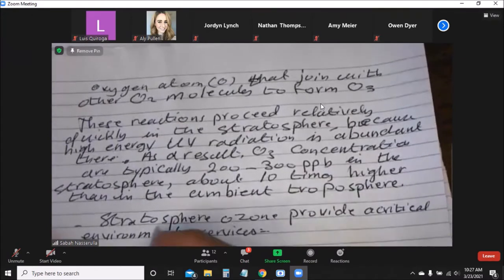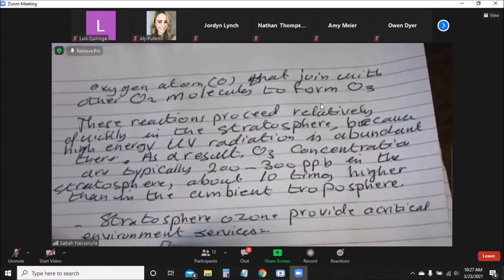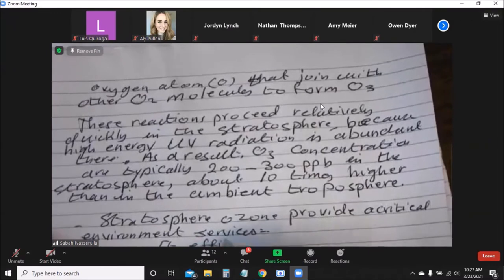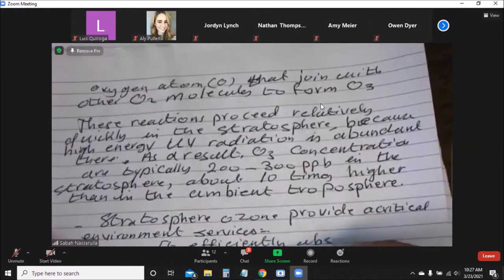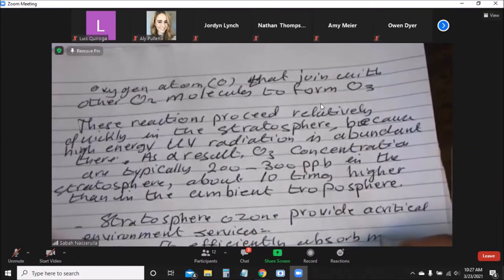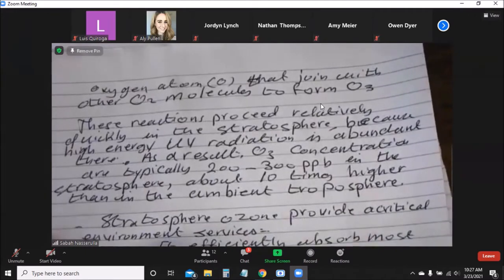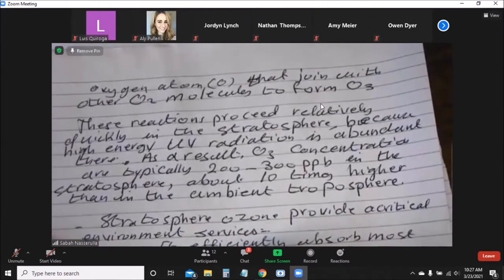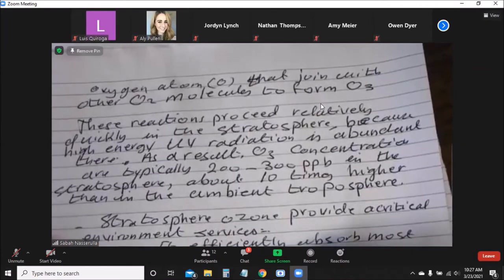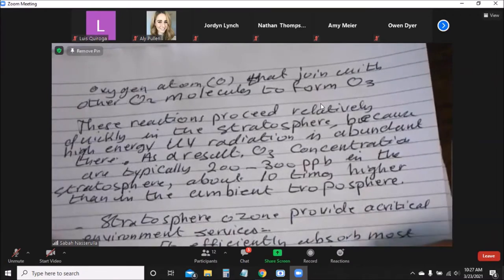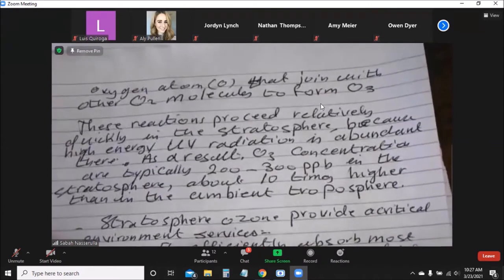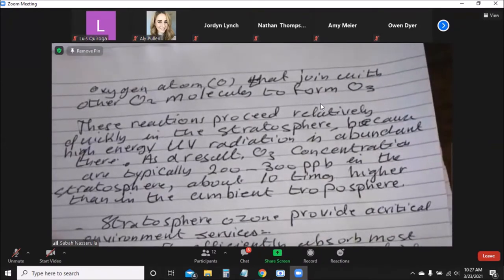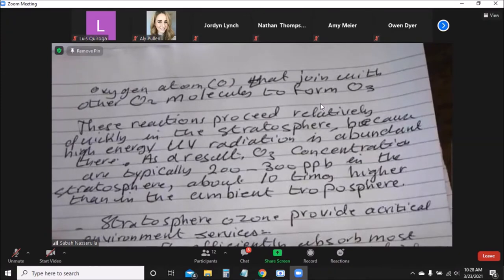So basically, it efficiently absorbs most of the high energy ultraviolet radiation, which, as you know, can be extremely damaging.